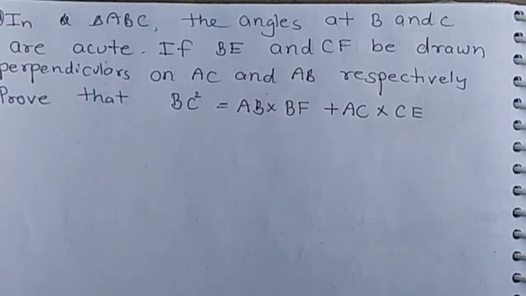Now it is question number 14. In triangle ABC, the angles at B and C are acute. If BE and CF are drawn perpendicular on AC and AB respectively, prove that BC square equal AB into BF plus AC into CE.